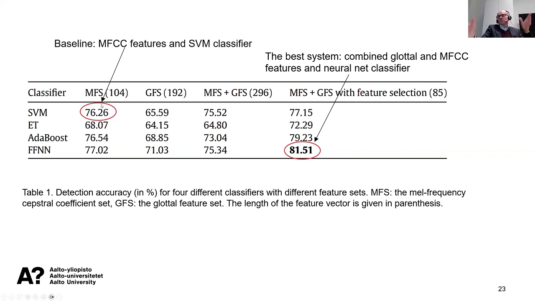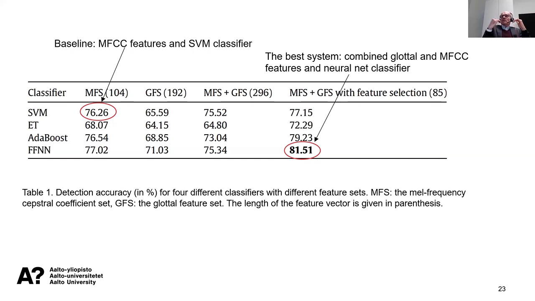And this is, I would say, not a very good value, but it's something which is reasonably good and typical. What is important is that the feature extraction was based on classical features. But then when we added these glottal features and changed the classifier, there was an improvement in accuracy of about 5 percentage units. Not a huge one, but still something.